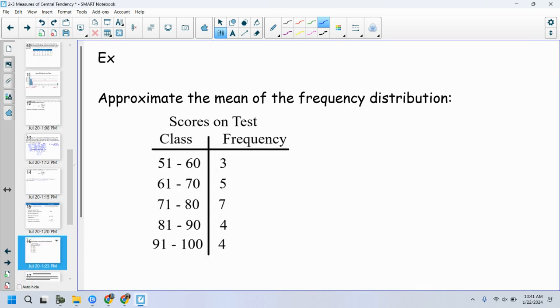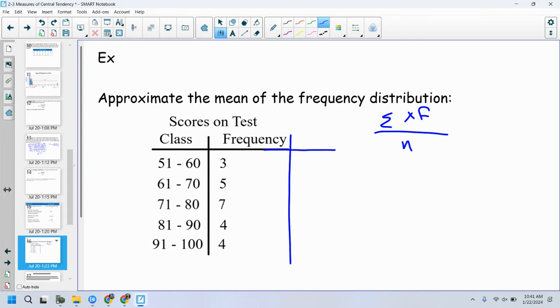This is a very similar example to the one I did the other day with scores on the test, right? Do we see individual scores on the test? No, we could not actually calculate the true mean here. So what we're going to do is calculate what we call a frequency mean, which again is the sum of XF divided by N. Now, let's make a couple more.